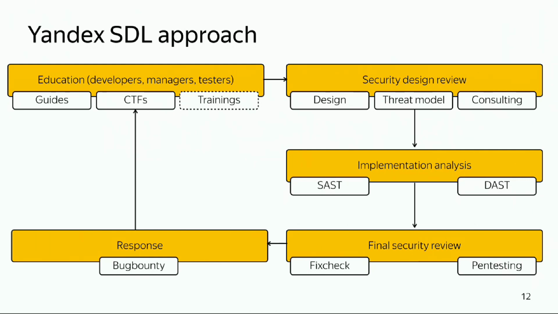So we have only 5 stages in our SDL approach. The first one is education. We work with our developers a lot. We created some guides about secure development. We highlight the most typical bugs in our guides. We spend a lot of time explaining bug fixing, because sometimes a lot of developers know about the bugs, but they don't know how to fix them correctly.